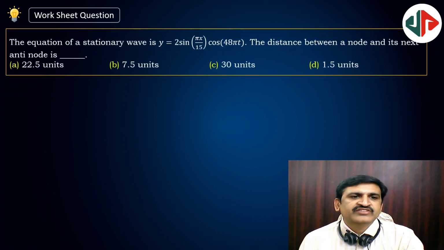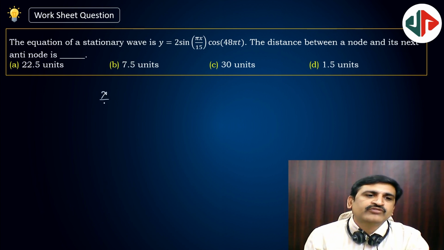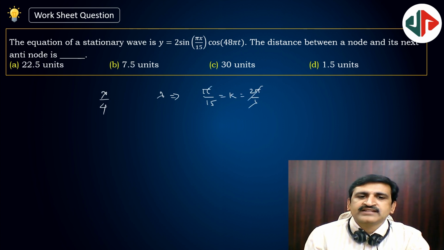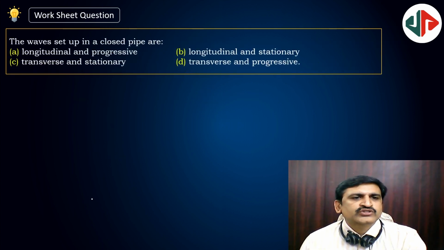The equation of a stationary wave y equal to this. The distance between node and the next antinode is lambda by 4. And lambda will come from x coefficient. What is x coefficient? Pi by 15 will be k. K equal to 2 pi by lambda. So here pi gets cancelled. Lambda equal to 30 centimeters. Centimeters or meters are units only. So node to antinode distance is lambda by 4. Lambda is 30. 30 by 4 is 15 by 2, 7.5.